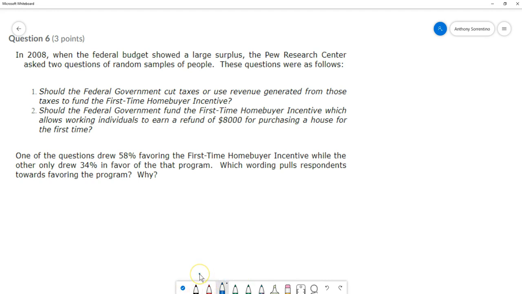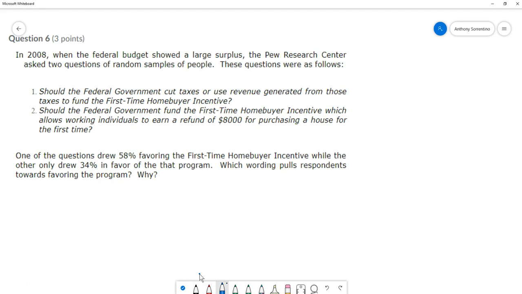These questions were as follows. 1, should the federal government cut taxes or use revenue generated from those taxes to fund the first-time home buyer incentive? 2, should the federal government fund the first-time home buyer incentive, which allows working individuals to earn a refund of $8,000 for purchasing a house for the first time?